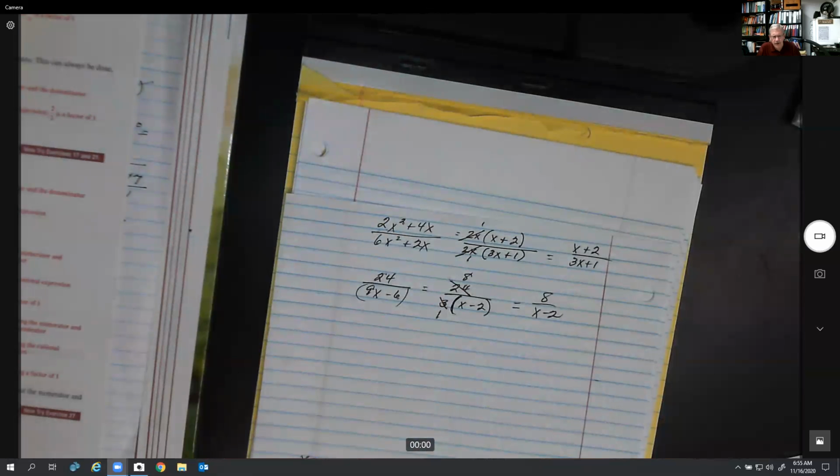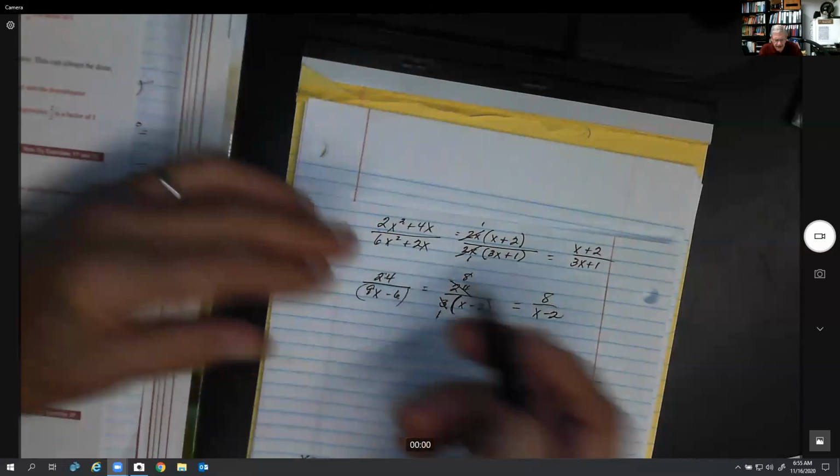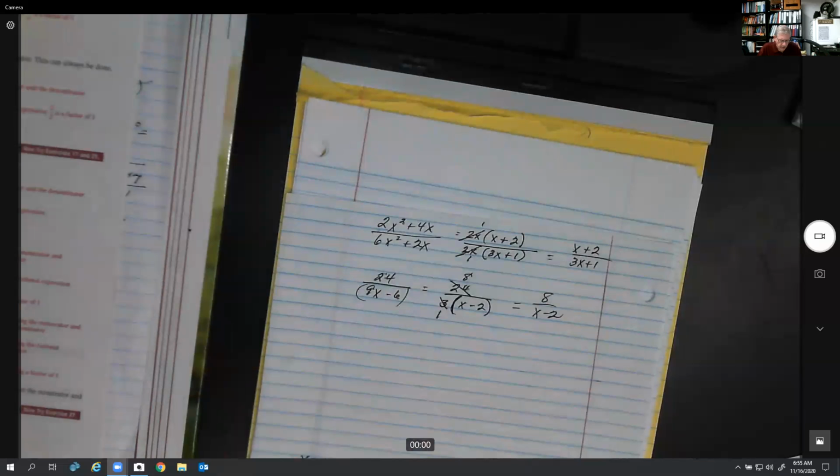So 24 over 9x minus 6, you can't just simply say, oh, that's 4 over 9x or something like that, and you divided those numbers. You can't do it that way. We'll give you the right answer.